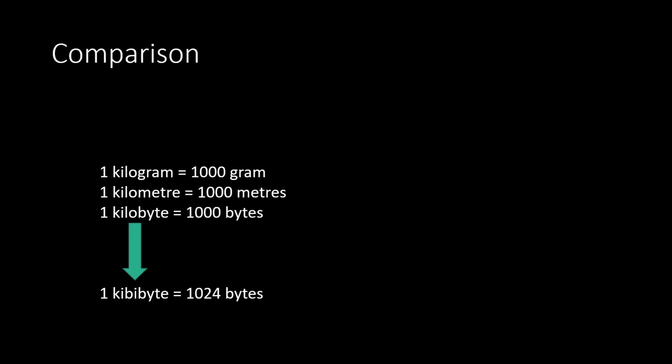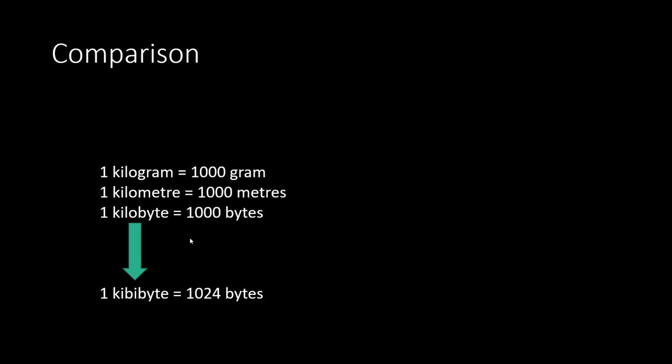Here, we need to make a comparison between kilo and kibi. When we learn other units, for example, we say 1 kilogram is equal to 1,000 grams, 1 kilometer is equal to 1,000 meters, and 1 kilobyte, if we use 1 kilobyte, it's supposed to be equal to 1,000 bytes. However, in the early age, when the computer was developing, the word kilobyte could mean 1,000 bytes and 1,024 bytes at the same time, which made people confused.